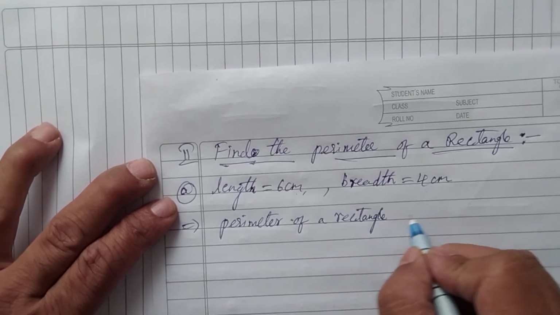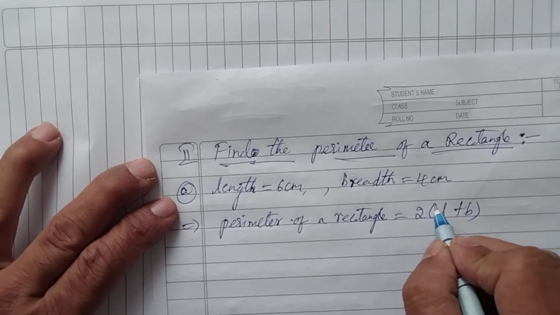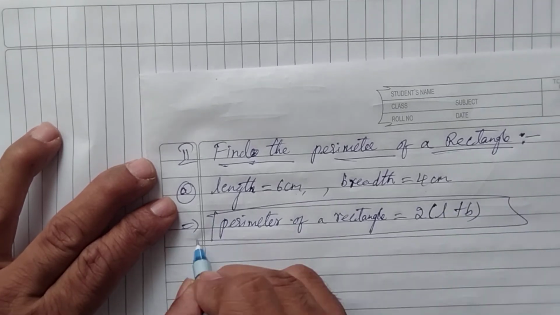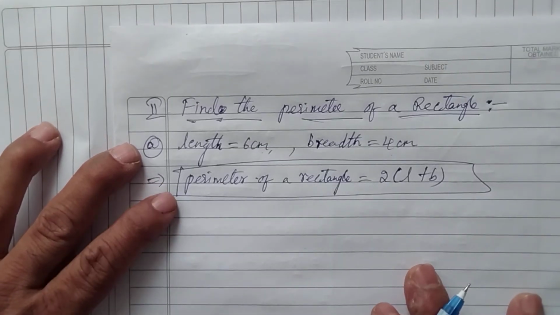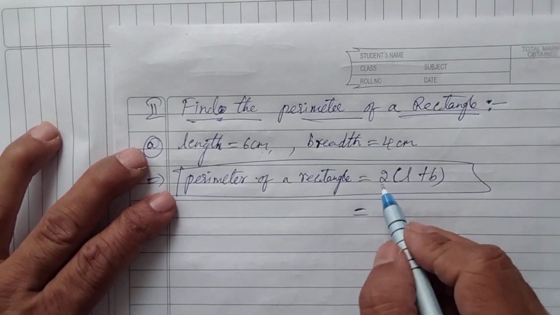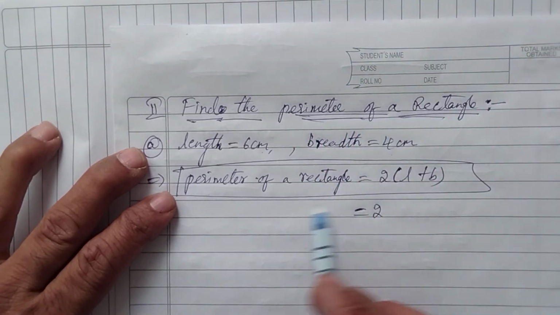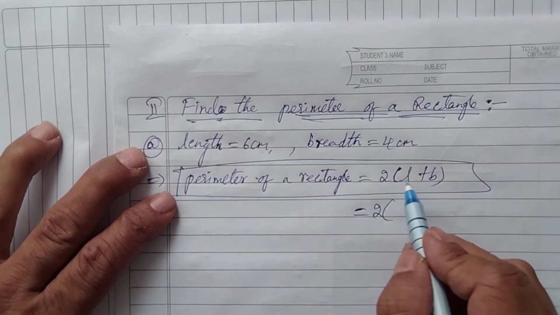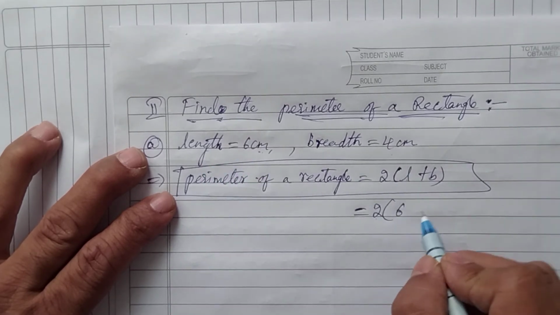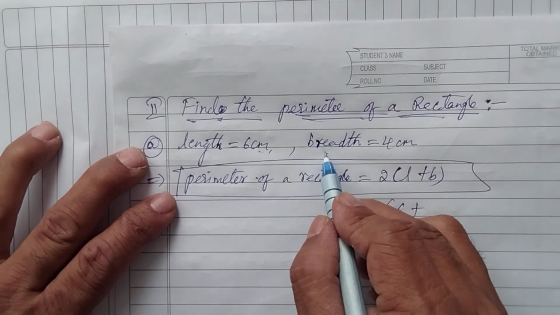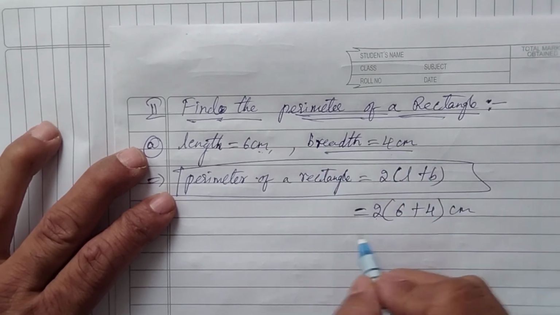Just now I told you, the perimeter of a rectangle is equal to 2 into (L plus B). This is the formula. According to the formula, we have to put in the values. We are finding the perimeter of a rectangle: 2 as it is, then a bracket. L is length, 6 cm, plus B, the breadth. How much is the breadth? 4 cm, with the centimeter outside the bracket.